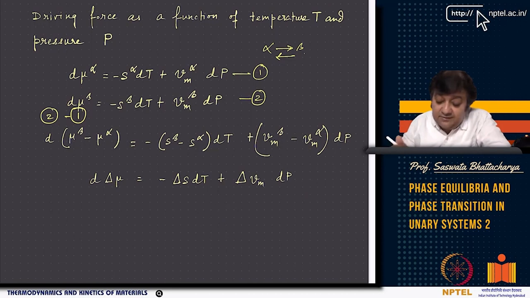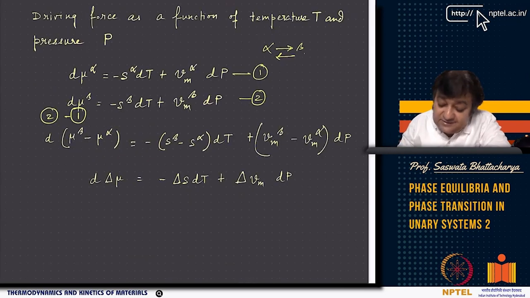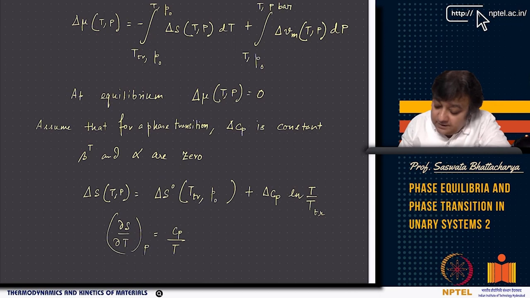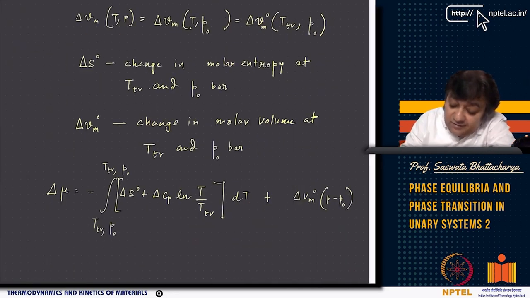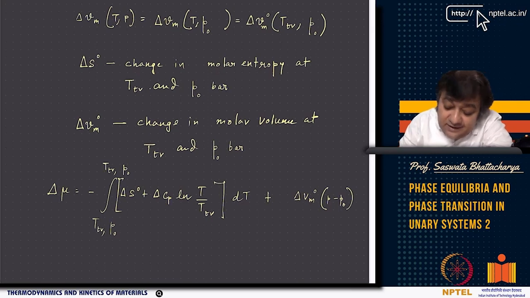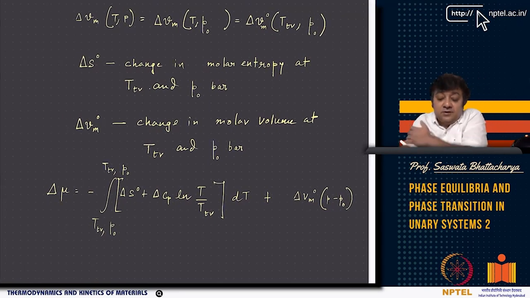Because we are looking at integration here. Where is this Cp dT term coming from? It comes from del S del T, which is basically Cp by T, right? Del S del T equals Cp by T. So you use this, and then if you integrate, you have the molar volume. Again, the molar volume change at T and P we are saying is the same as that at P0, which is basically delta Vm0. Now delta S0 is the change in molar entropy at the transition temperature and P0, where P0 is the standard pressure, and delta Vm0 is the change in molar volume at the transition temperature and again at P0 bar, which is the reference pressure, right?